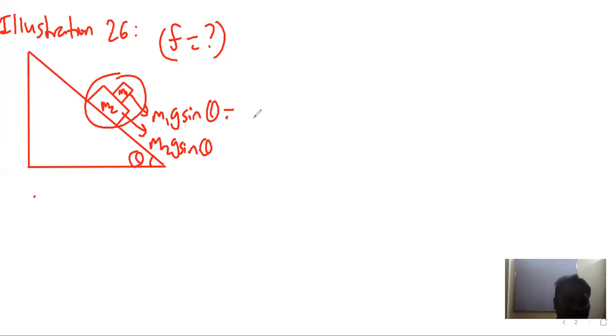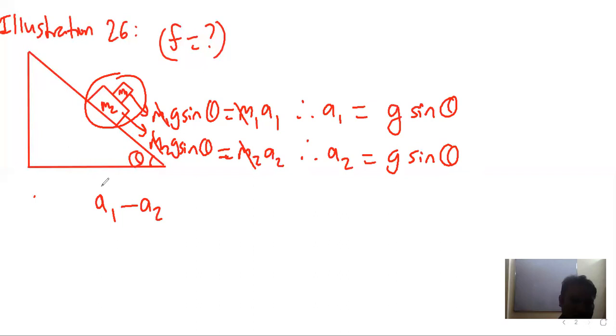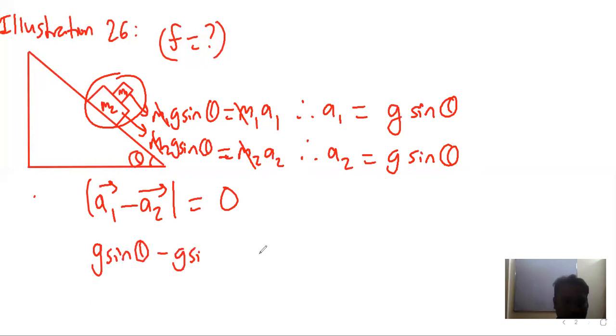And this is equal to mass of M1 into acceleration A1. This is mass of M2 into acceleration A2. M2, M2 cancels, M1, M1 cancels. So A1 comes out to be g sin theta. A2 also comes out to be g sin theta. So value of relative acceleration A1 minus A2 will come out to be 0, because it is g sin theta minus g sin theta, which is nothing but 0.